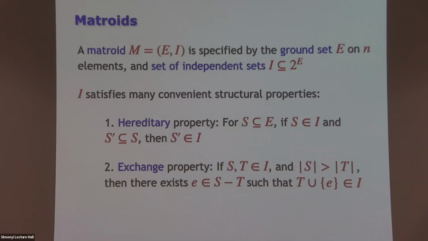A matroid also satisfies the exchange property, which says that if you have two sets S and T that are both independent, but S is bigger than T, then there must be some element that you can take from S and give to T such that T retains its independence. That is, T union e is independent.